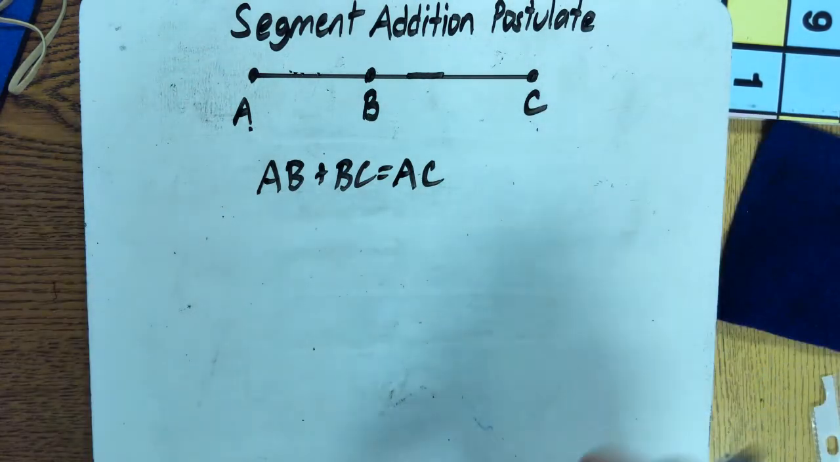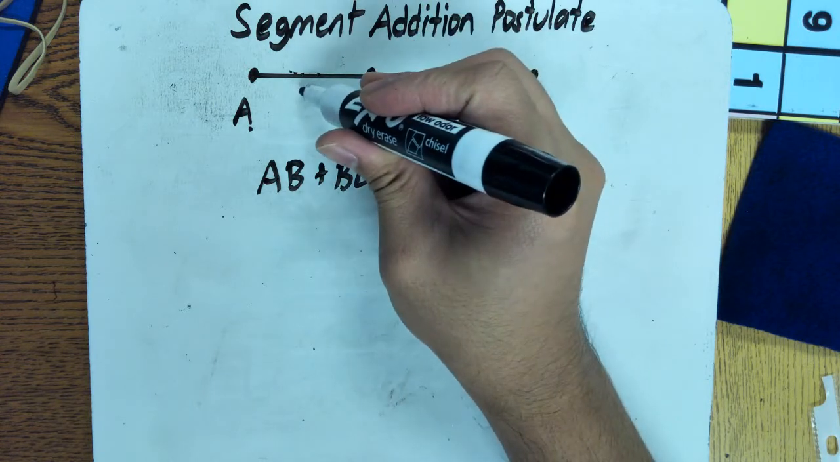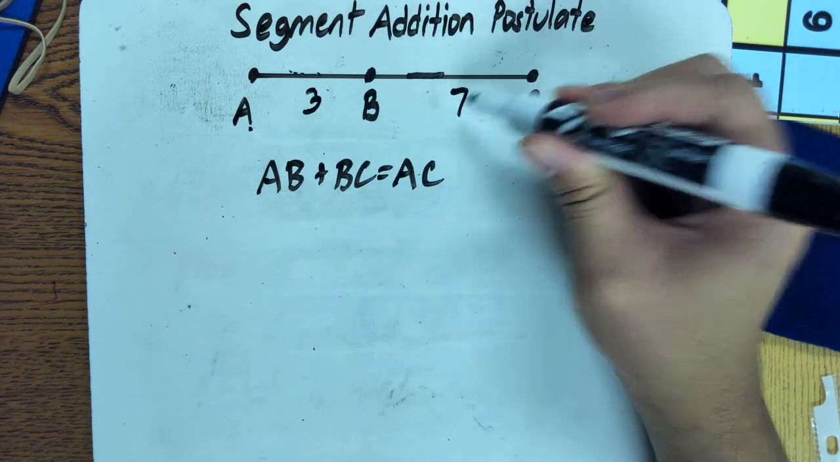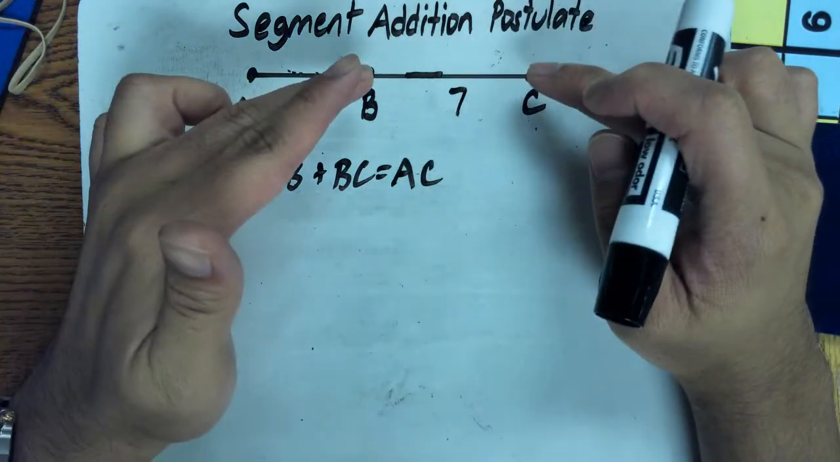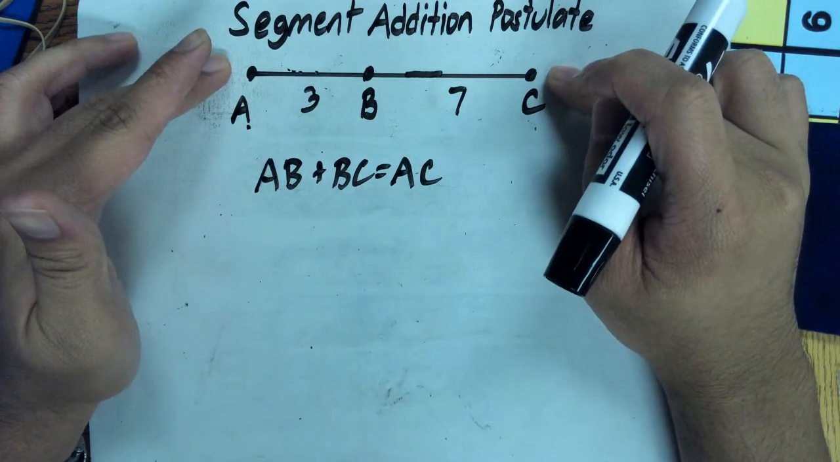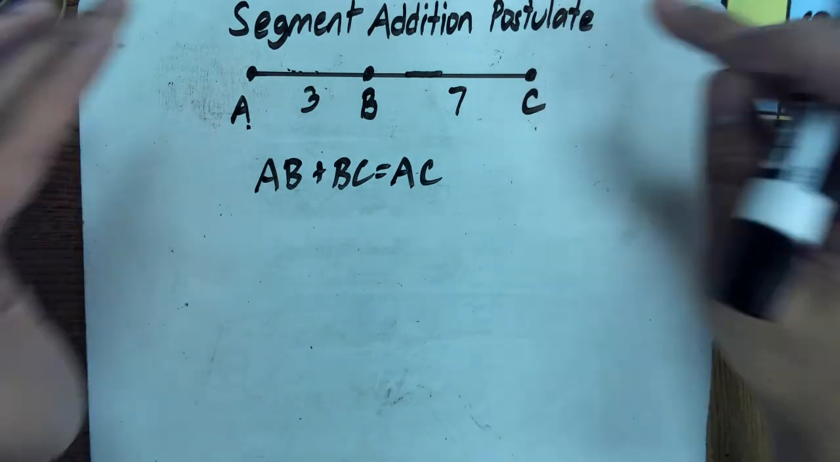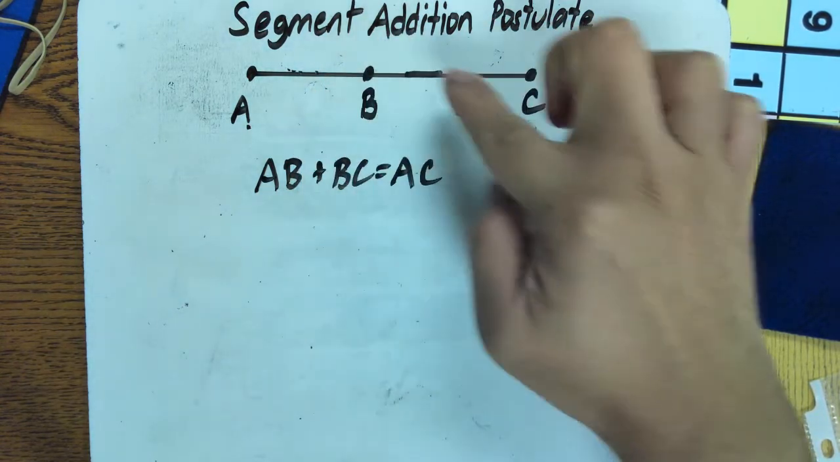So for example, if I said AB was 3 and BC was 7, then we can see the left side of the line is 3 plus the right side 7 equals 10. My entire line segment is 10. Of course, sometimes we will also see expressions that go along with this.